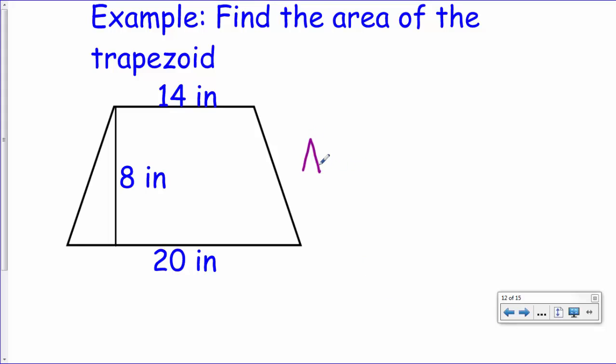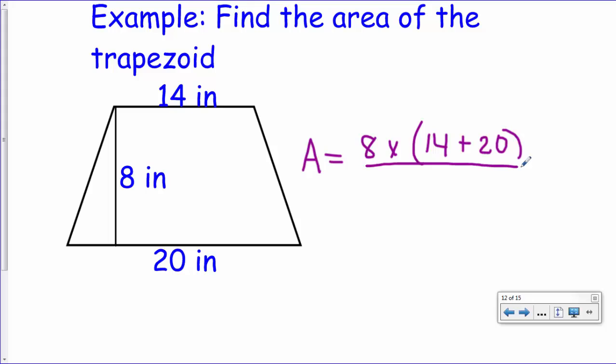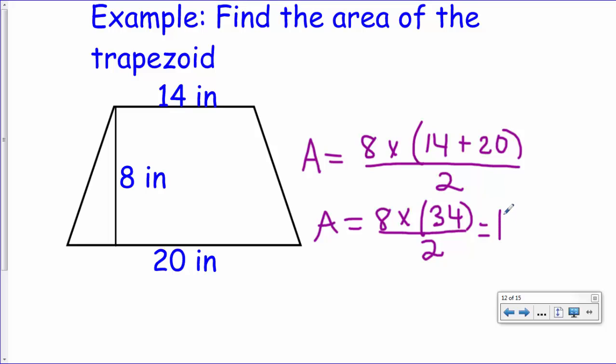For the area of the trapezoid, we take the height, which is 8, times the sum of the bases, 14 plus 20, divided by 2 or times a half, whichever way you prefer. 20 plus 14 is 34. Our answer would be 136 square inches.